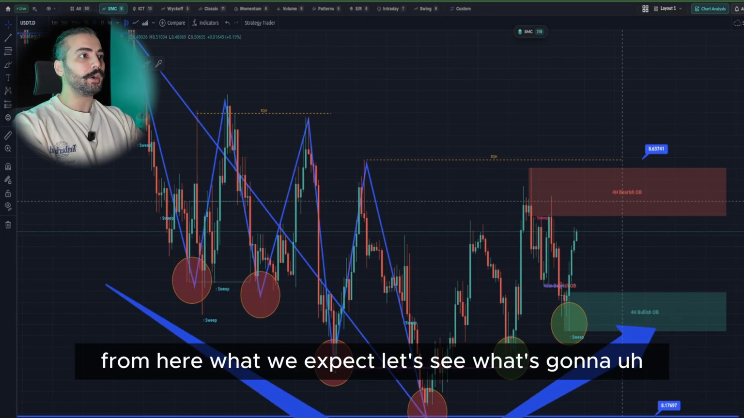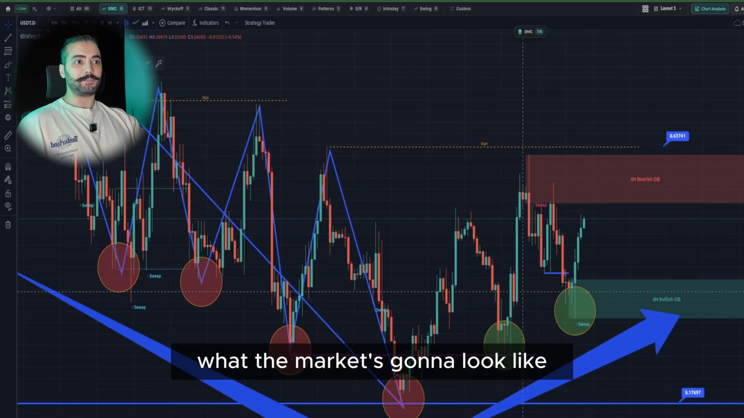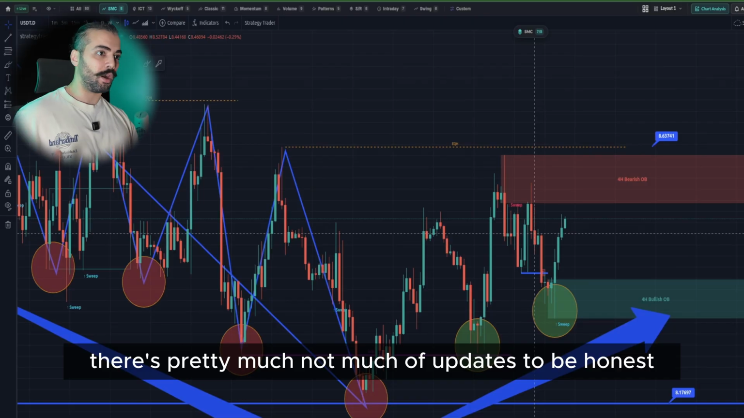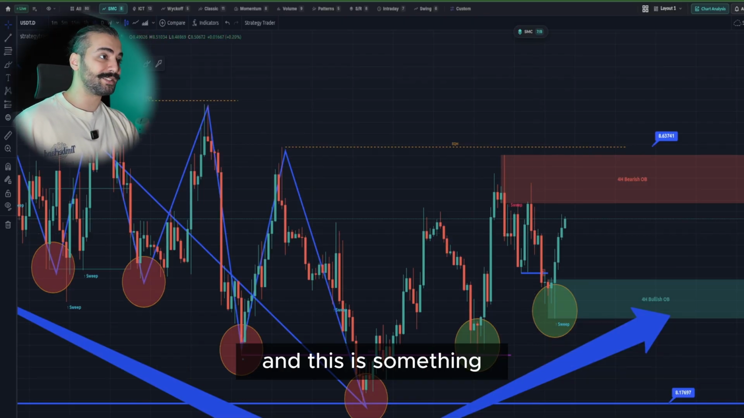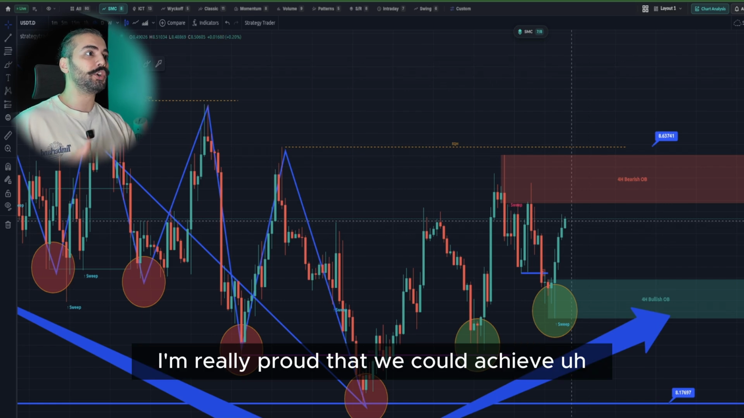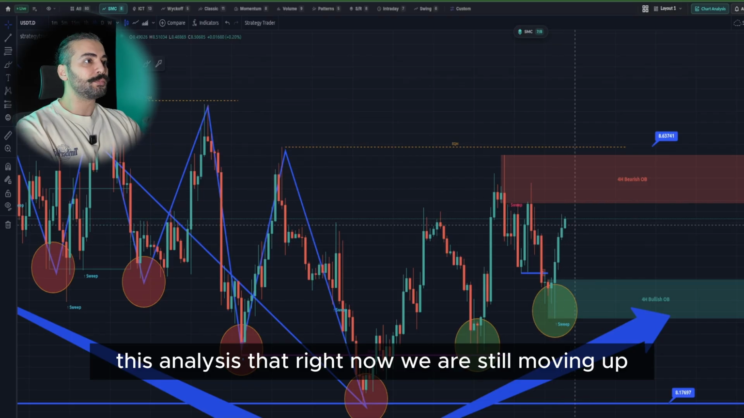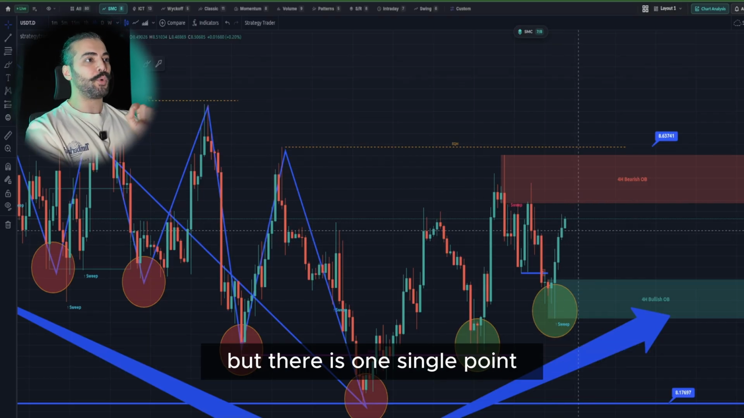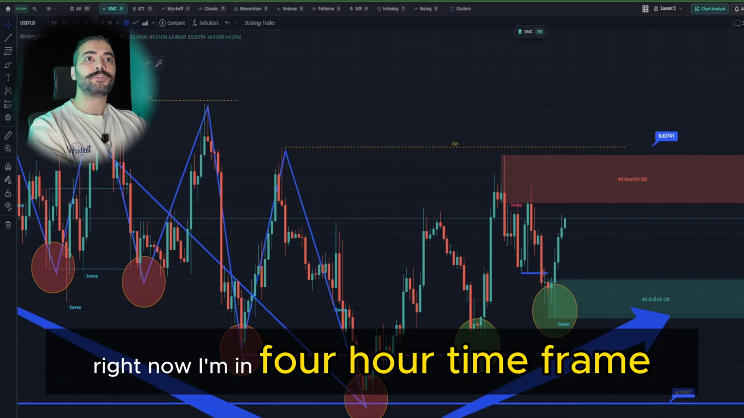And from here, what we expect. Let's see what the market's going to look like. There's pretty much not much of updates, to be honest, because we already know this. We've already talked about it, and this is something I'm really proud that we could achieve with this analysis. Right now we are still moving up, but there's one single point that I think is worth mentioning. I wanted to share with you. Right now I'm in the 4-hour time frame.